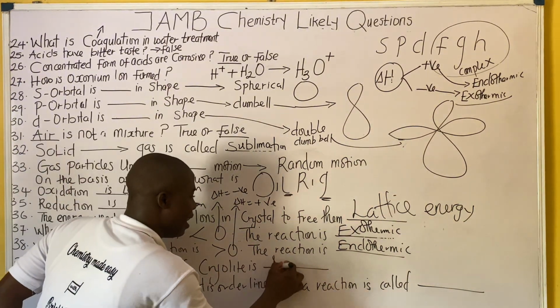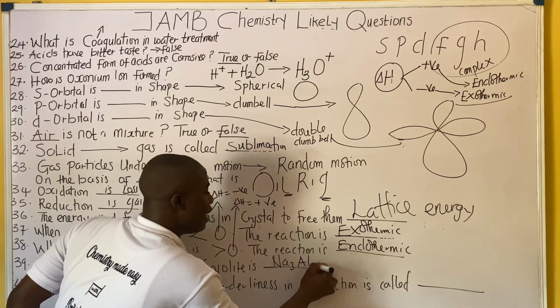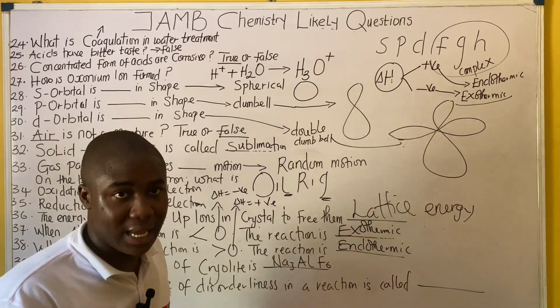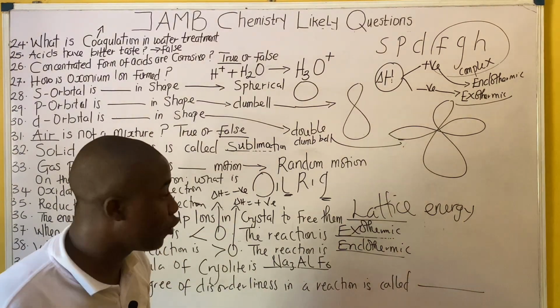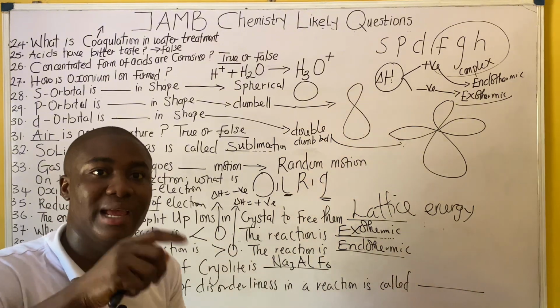So let's get into the next practice question, and it says the chemical formula of cryolite is this: Na3AlF6. All right, just take note of it. The chemical formula for cryolite is what I just wrote: Na3AlF6.